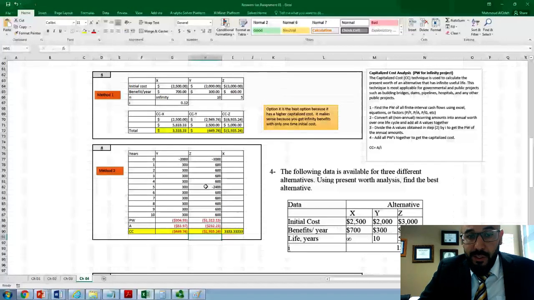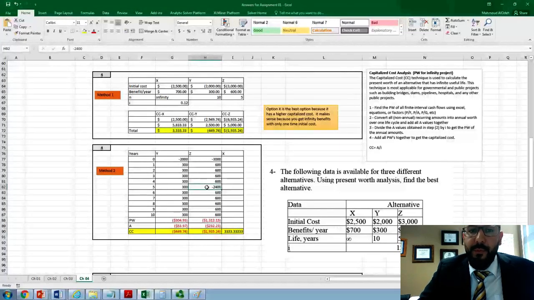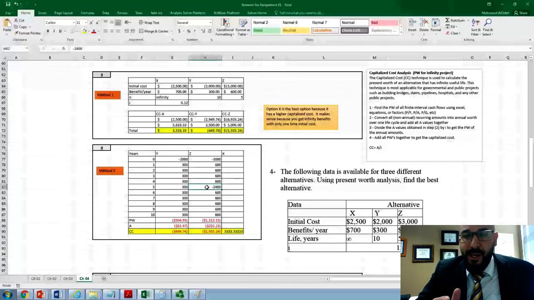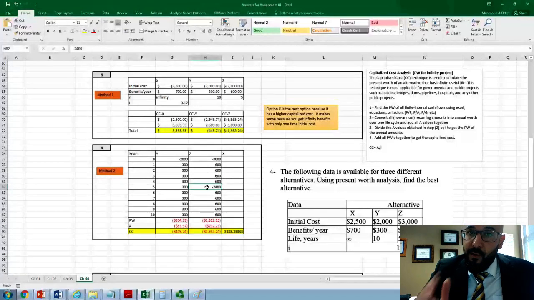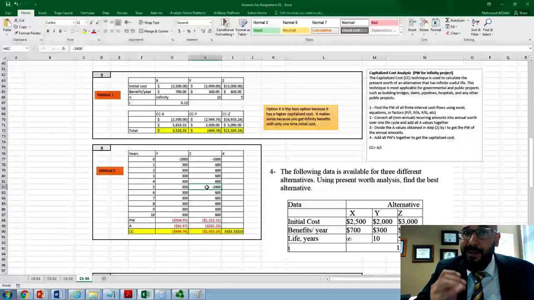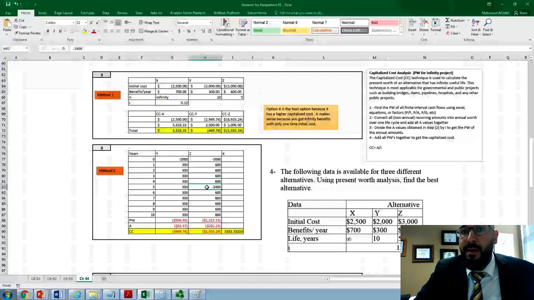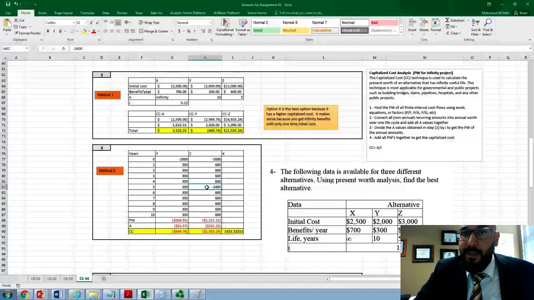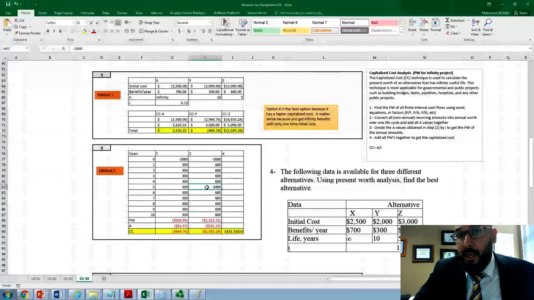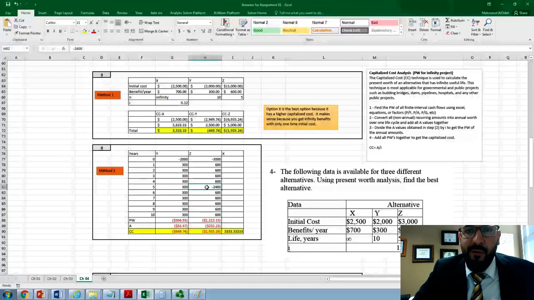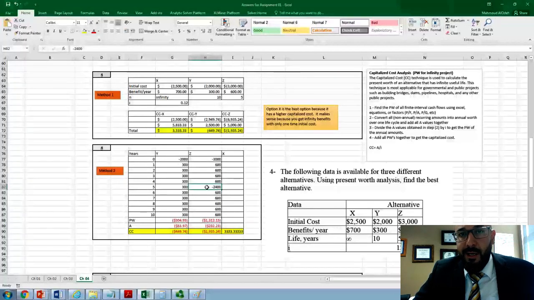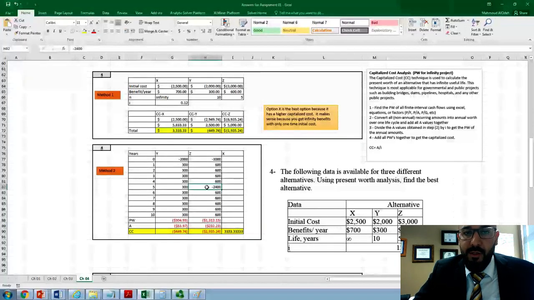Another way for doing it is... I'm going to stop right here. I hope this makes sense to you. Follow the directions, and you should be able to conduct capitalized cost for infinite alternative and finite alternative. If you compare infinite with a finite, this is the way for doing it. So this is how you do it. So I'm sure that you will do it.